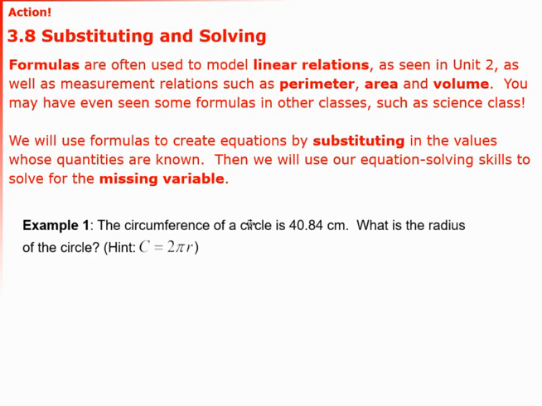For example 1, we see a circumference equation that we know well. The circumference of a circle is given as 40.84 centimeters. What is the radius of the circle? Well, of course, the focus of this whole note is that the thing we're looking for is not already isolated. So the r is the thing we're looking for, but it is not isolated.